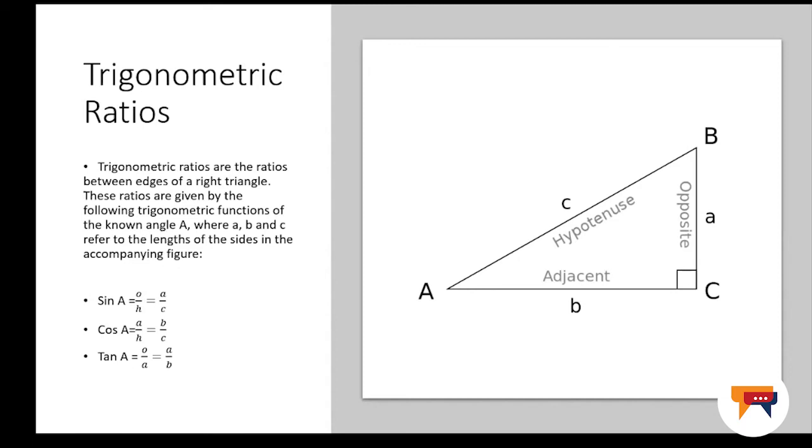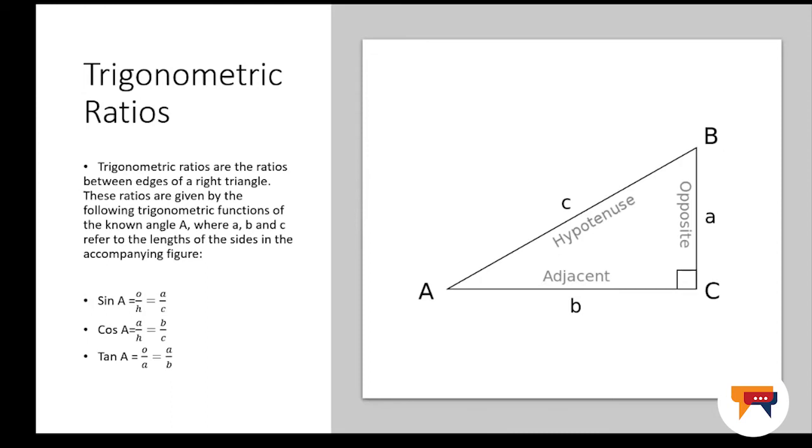And then we have what we call the trigonometric ratios. These are the ratios between the edges of a right-angled triangle. These ratios are given by the following trigonometric functions of the known angles. So in our triangle, we have angle A, where small a, b, c refer to the lengths of the sides in the accompanying figure. The trigonometric ratios that we will be focusing on in our module are the sine, the cosine, and the tangent.